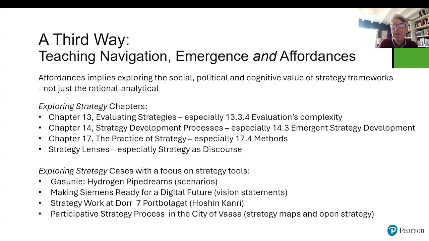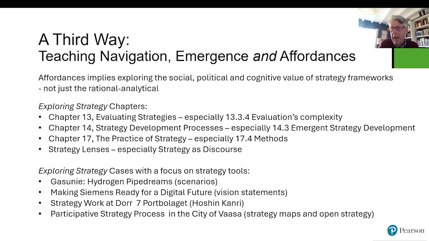The same as strategy development processes, let's not be nihilistic when we talk about emergent strategy processes, Mintzberg, but let's be more constructive and say, what affordances do the tools offer? And chapter 17 has a section on methods. And again, we can introduce the various methods. We talk about projects and we talk about away days. What other affordances beyond developing strategy do these methods have?